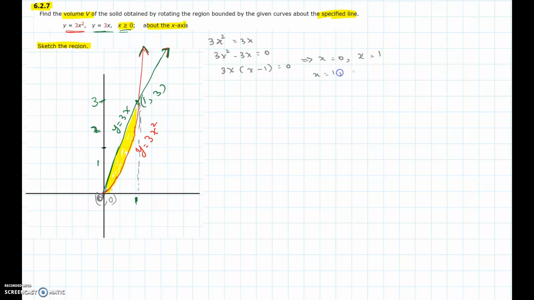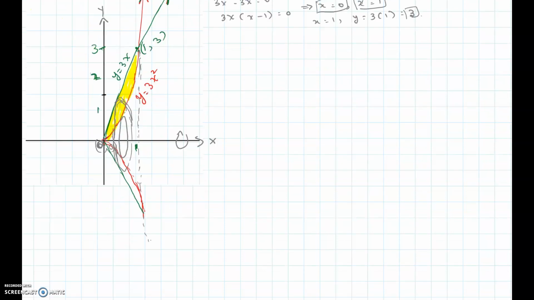When x equal to 1, y can be obtained from either of the two y values. I'm going to pick the second one, which is 3x. So 3 times 1 is equal to 3. So they meet at 0, 0 and 1, 3. When the region is rotated about the x-axis, we get a solid like this. Now we are going to find the volume of that solid.